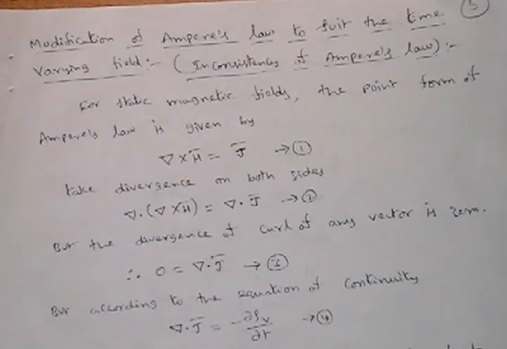Next, we are going to see about modification of Ampere's law to suit the time varying field. That is the inconsistency of Ampere's law. And this is also called displacement current.